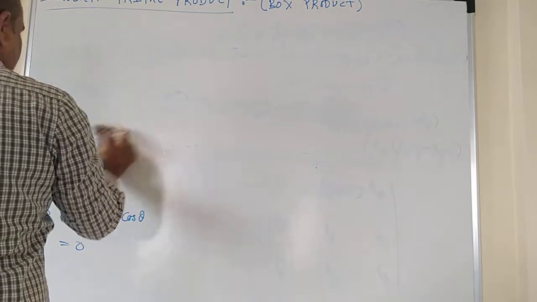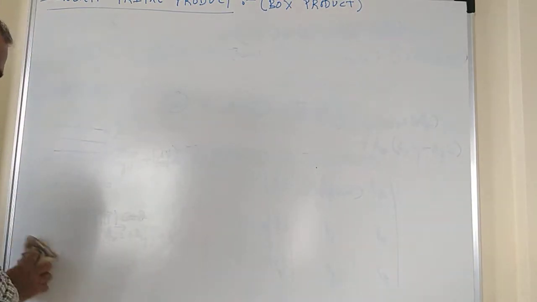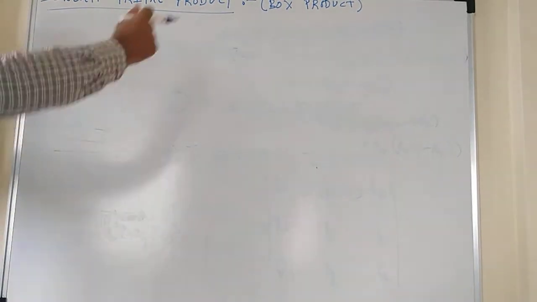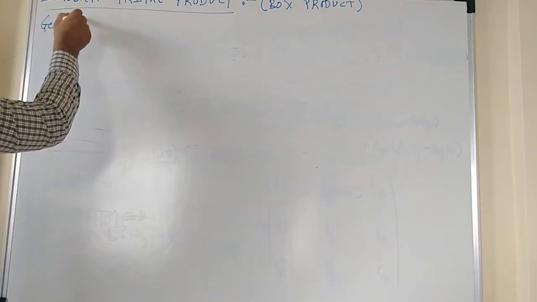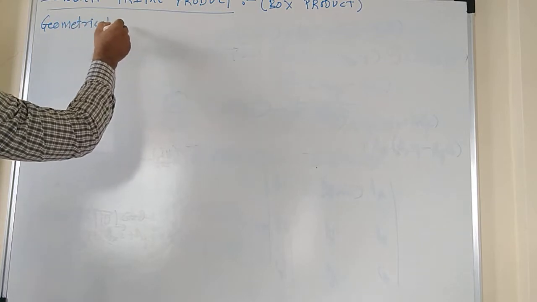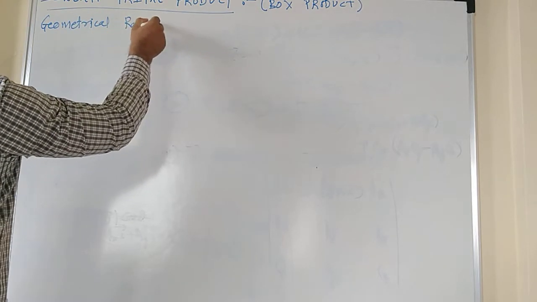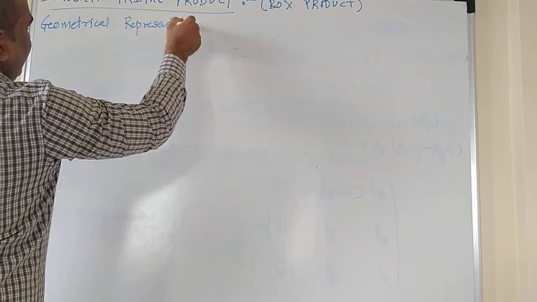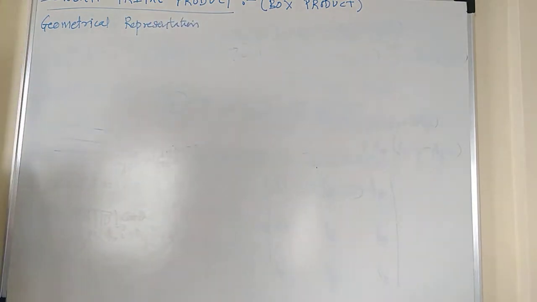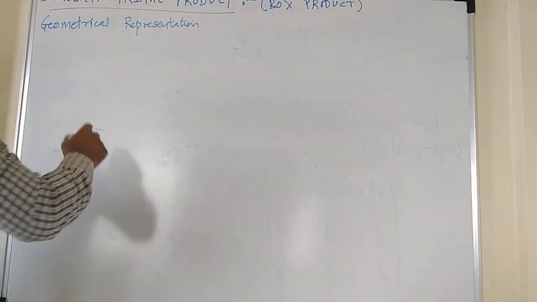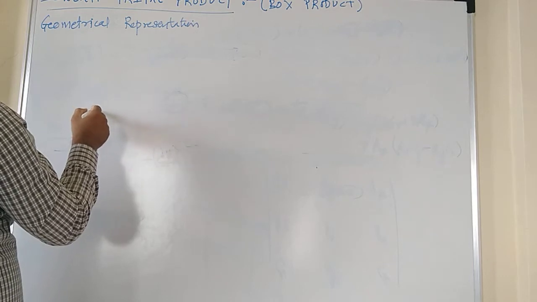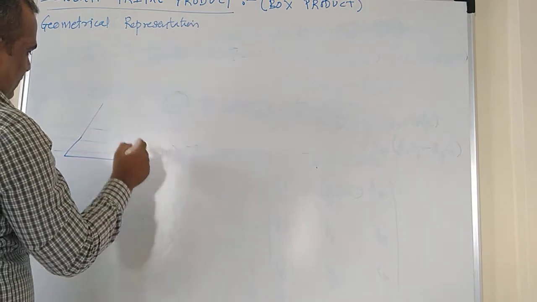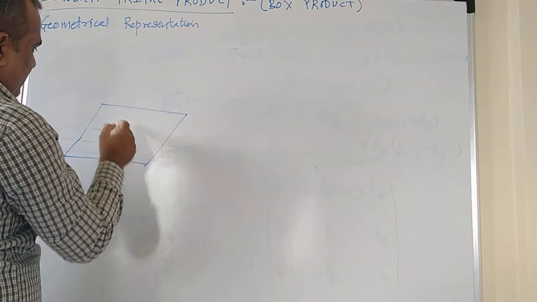Geometrical representation. And to study the geometrical representation of the scalar triple product, let us consider a cube. So let us say this is a cube. Got it?